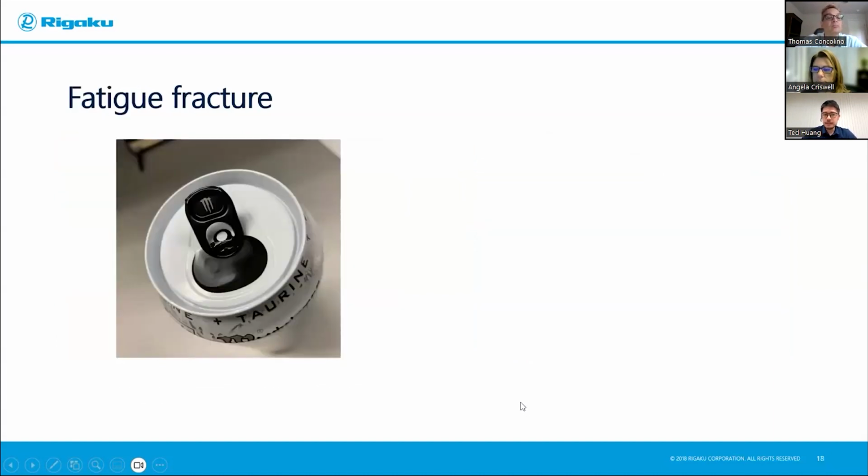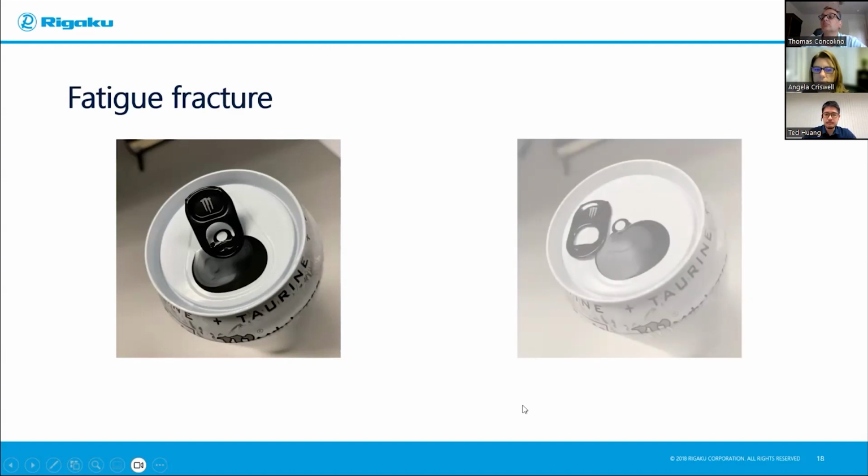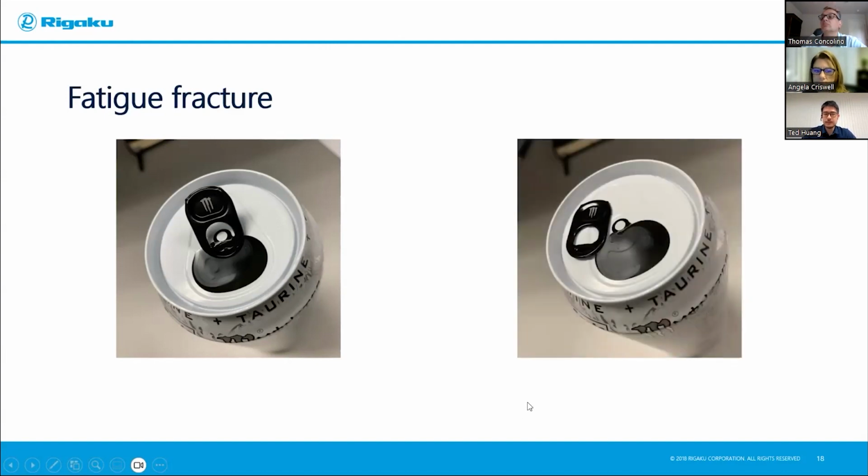Now, moving on to fatigue fracture. Here you're seeing a soda can, and when you're trying to open the soda can, you pull on the tab, right? The tab is just bent and you open the can. Well, if you bend that tab a couple more times, you're actually not exerting more force, sometimes even less force, but you just do it more times, then eventually the tab will come off, right? This is fatigue fracture. It's not determined by the force only, but also by the great number of loading cycles that it experienced.